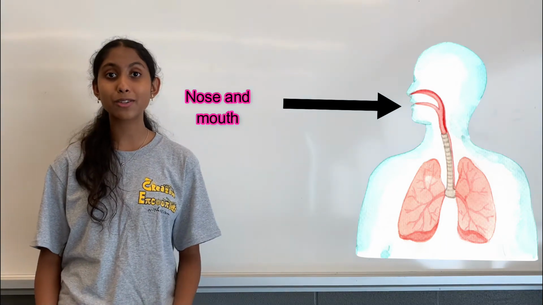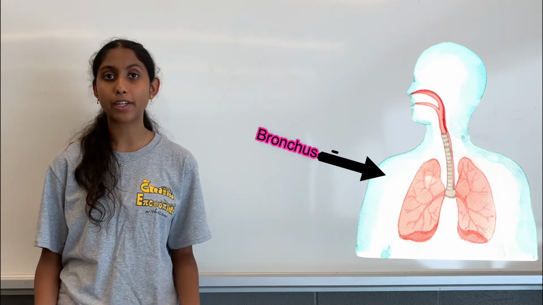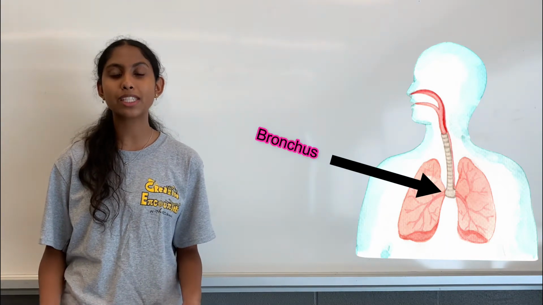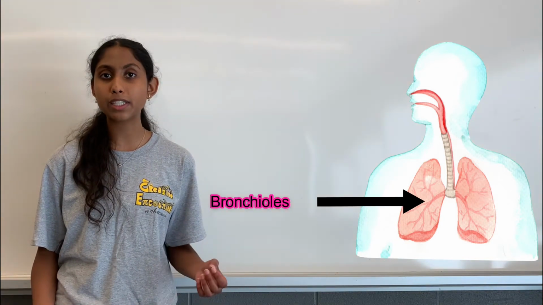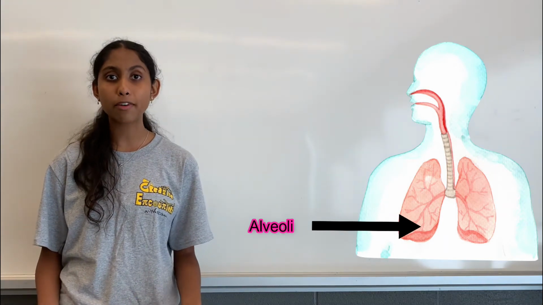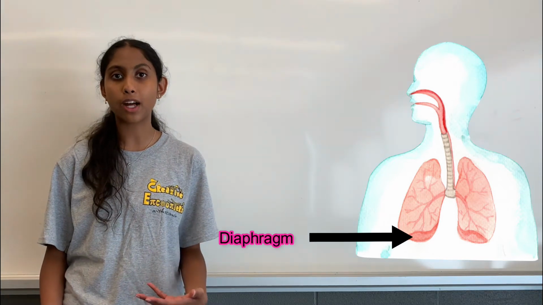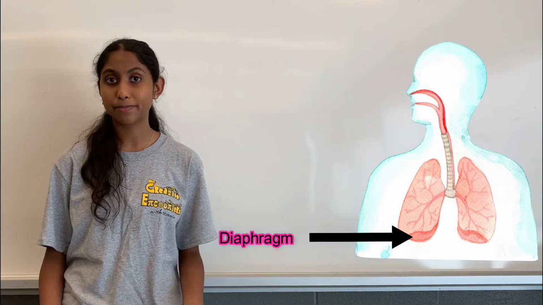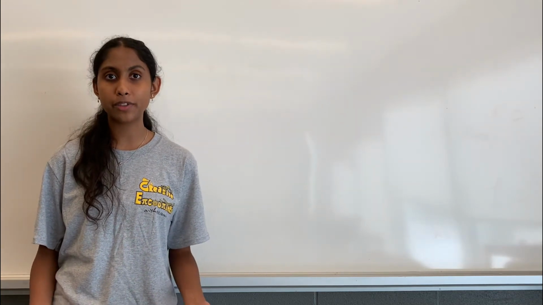First, we breathe in air through our nose and mouth, and it goes down a pipe called the trachea, and then into a part called the bronchus. After, it goes into even tinier tubes called bronchioles, and then into these really small air sacs called alveoli. At the bottom of our lungs, we have a muscle called a diaphragm, which helps separate our lungs from our stomach and liver. Take a moment now to take a deep breath in and out and see what you notice.